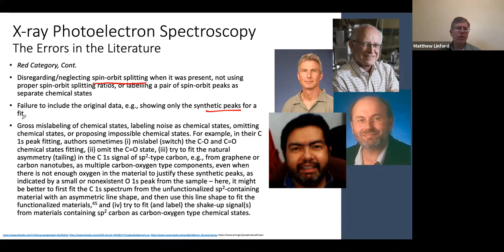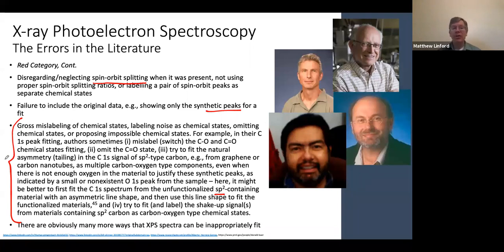And then this really just goes into the carbon 1s spectrum right here. I'll let you read this if you'd like. But people can mislabel the different fit components. There are a number of issues associated with sp2 type carbon. It shows asymmetry in its peaks. There's something called a shake-up peak as well that you get with a carbon 1s spectrum. Again, all of this would be discussed in a more complete class, but there are a lot of ways to mess up the peak fitting.